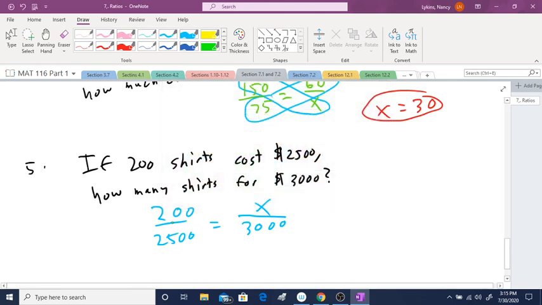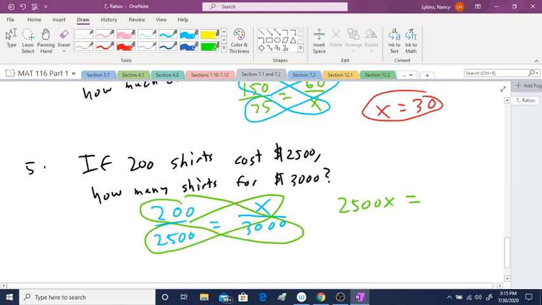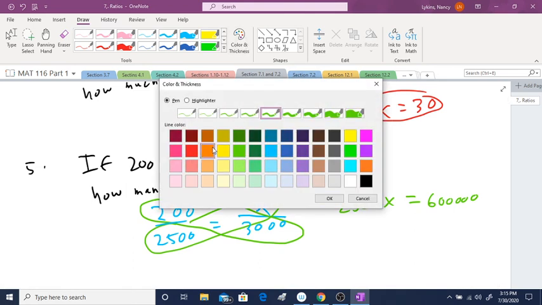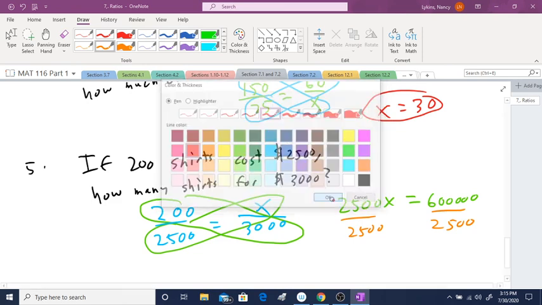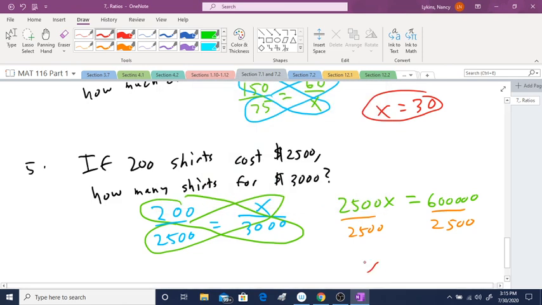So now what we want to do is take 2,500x equals, now we want to do 200 times 3,000, which, if you put this in your calculator, should be 600,000. Divide by 2,500, and you should come up with 240 shirts.